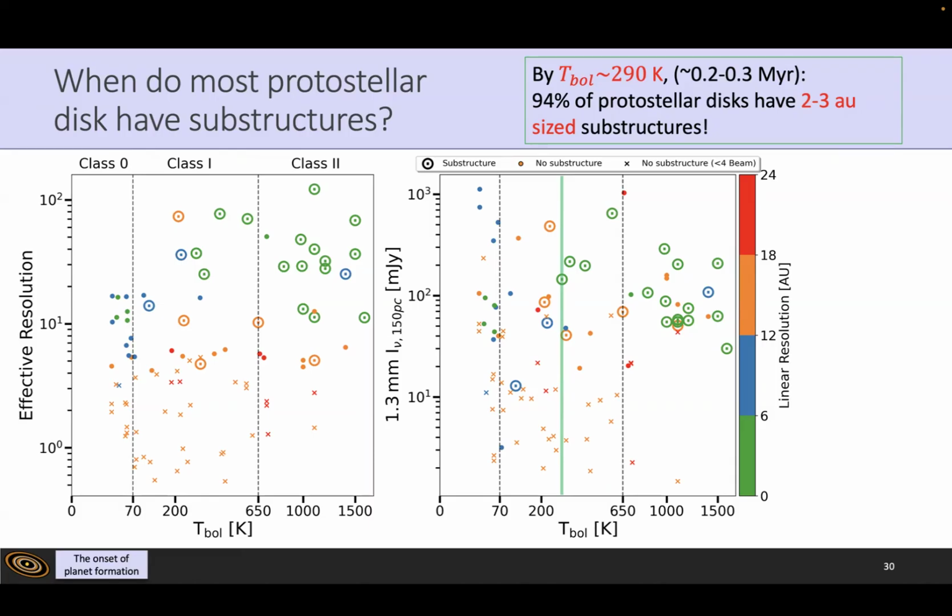And later, if you focus on the green points, after 290 Kelvin, 14 out of 15 points have substructures. So this is telling us that by around T-bol 290 Kelvin, which is around an age of 0.2 to 0.3 million years, 94% of protostellar disks have 2 to 3 AU size substructures. So substructures in protostellar disks are not rare.